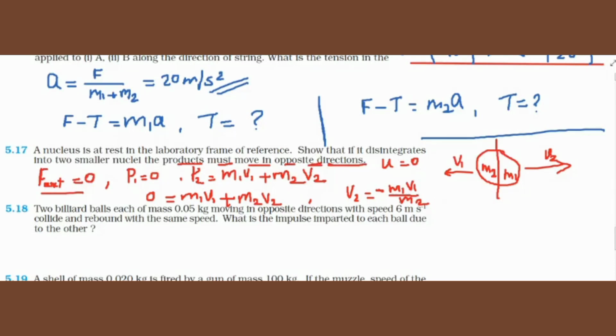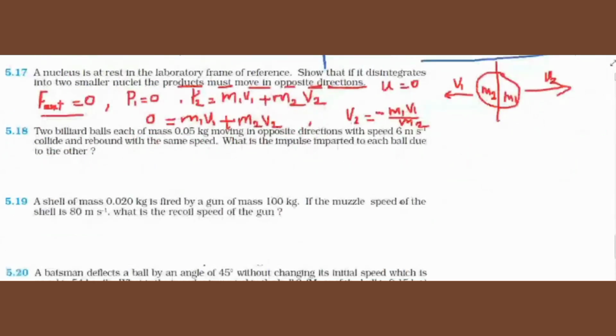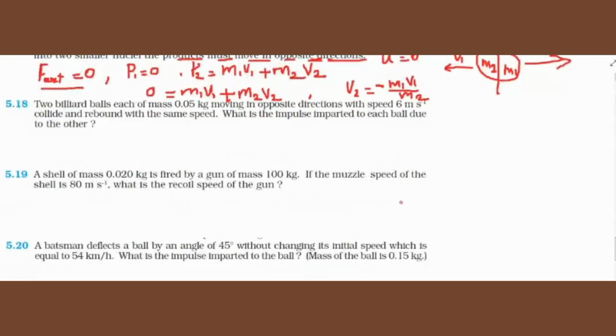Okay. Now, come to question 18. Two billiard balls, each of mass 0.5 kilogram, moving in opposite directions with a speed of 6 meter per second, collide and rebound with the same speed. What is the impulse imparted to each ball due to each other? Okay. So, initial velocity and final velocities are same one.